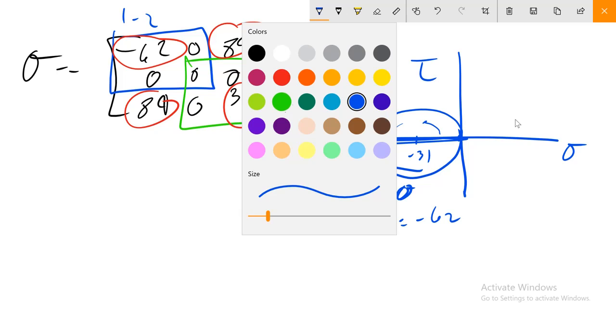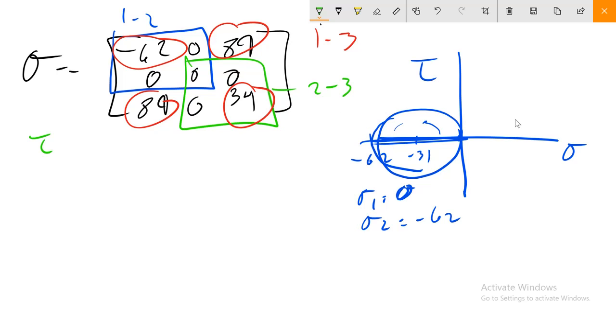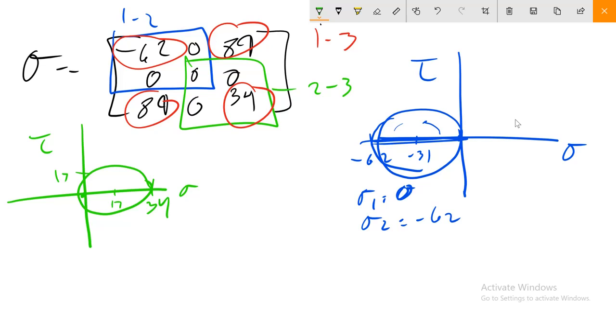Now for my green, same thing right here. I should give myself some extra room for the nastier one. But here, I'm going to have a value of 34, 0, right here, center at 17. So that radius, if we plug in there, should be 17. Right here, this should be 31. Sorry for the notation. But here, my sigma 1 is equal to 34, and my sigma 2 is equal to 0.